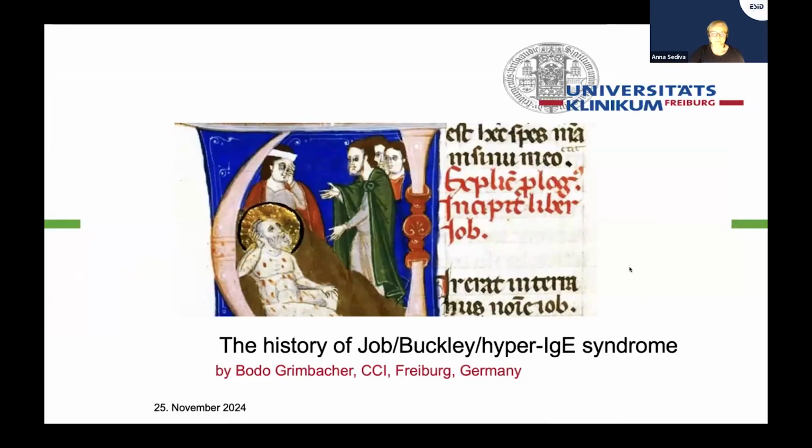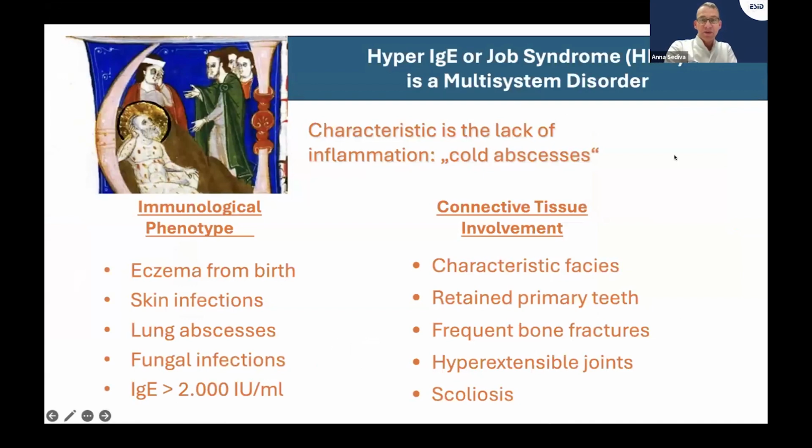So Anna kindly assigned me the task to report about the history of hyper IgE syndrome, which is also called Job's syndrome or Buckley syndrome. I would like to summarize that this is a multisystem disorder which has more than an immunological phenotype. We heard already about the eczema from birth, skin infections, lung abscesses. Those lung abscesses tend to form lung cysts, pneumatoceles. These patients also suffer from recurrent fungal infections, and we will learn later on why. And they tend to have IgE levels in the tens of thousands.